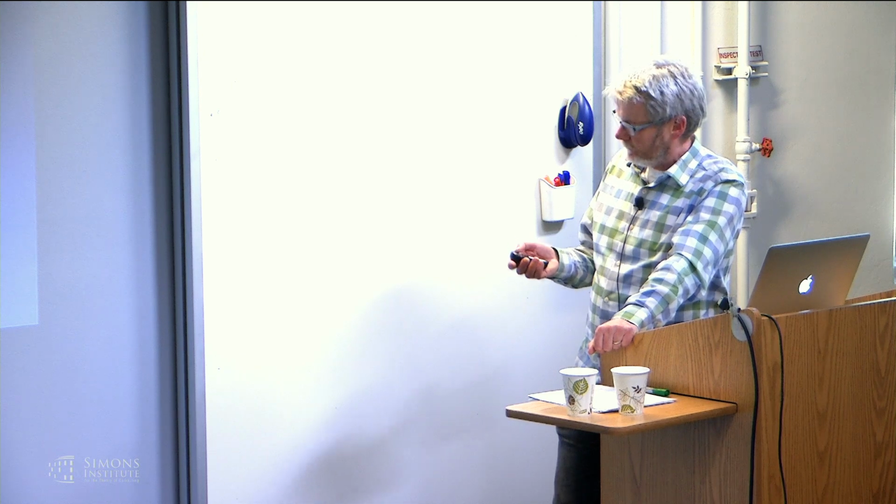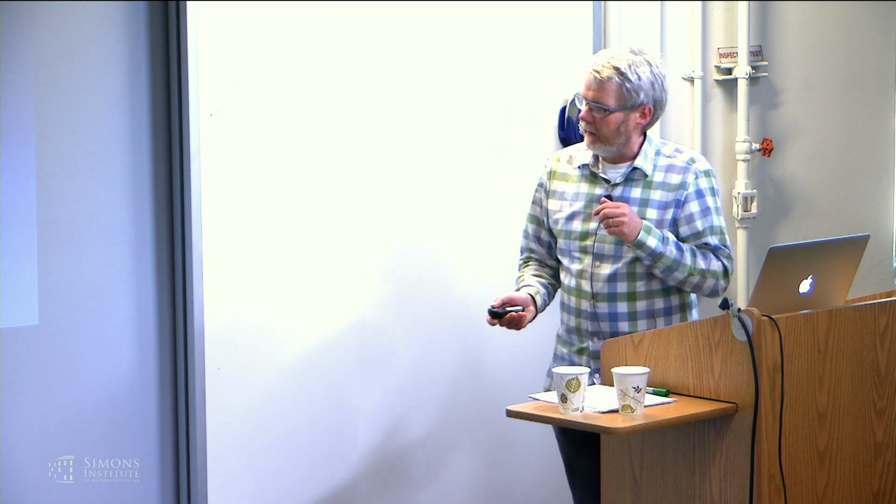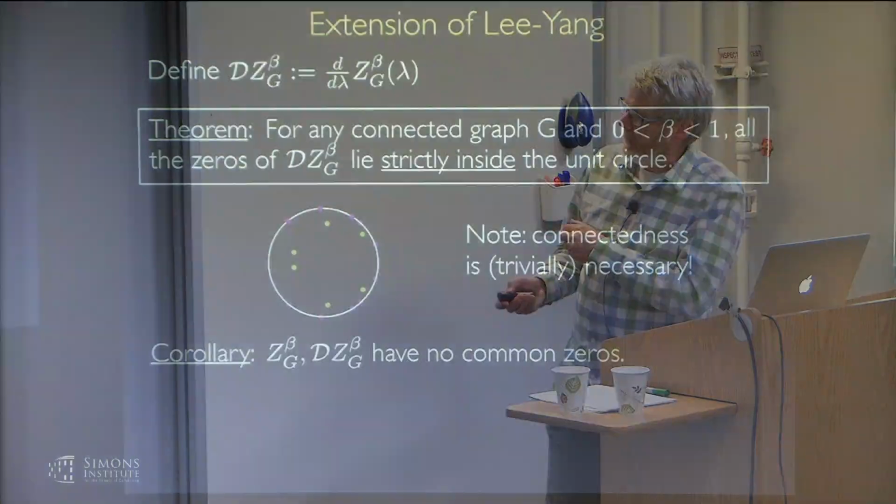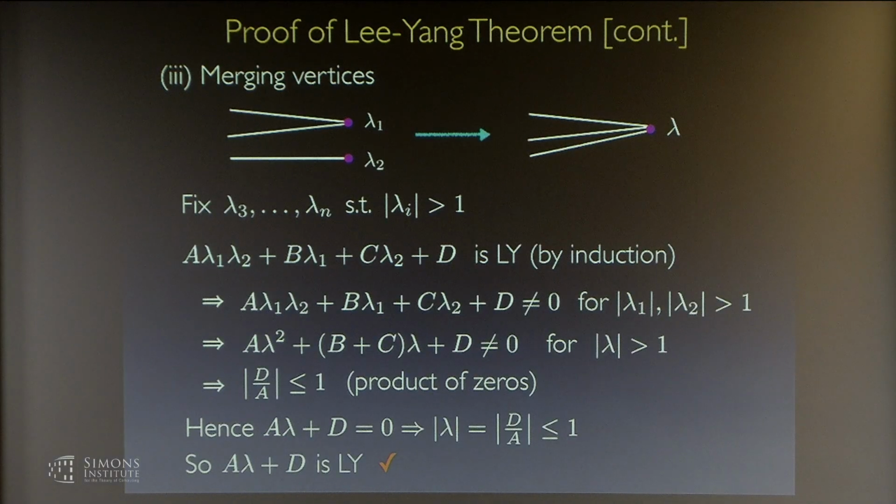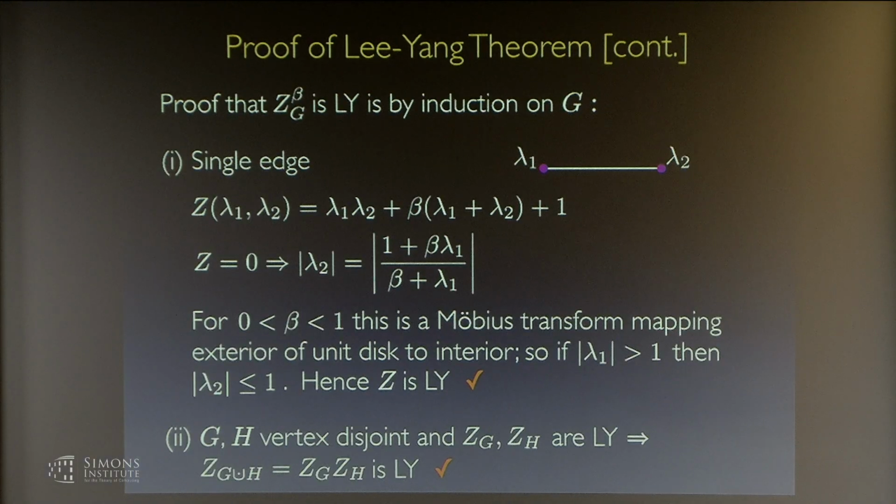So one more question. The Lee-Yang theorem, does it hold for all betas? Well, ferromagnetic, so beta has to be between 0 and 1. Yeah, it doesn't hold for antiferromagnetic. This Möbius transform here only has this property when beta is between 0 and 1.